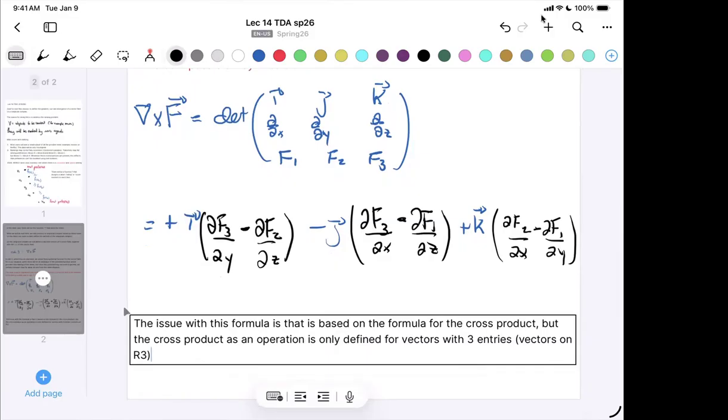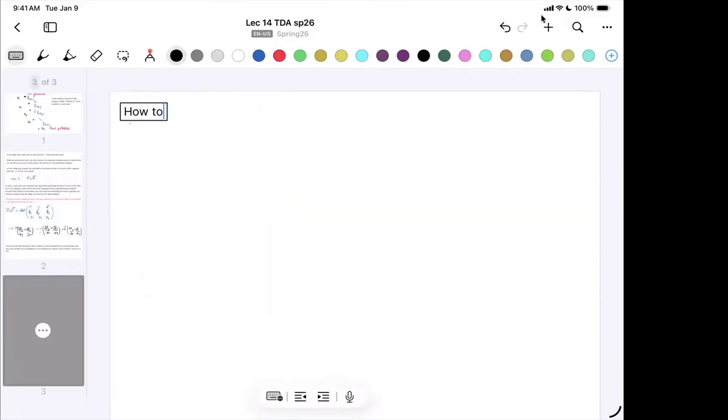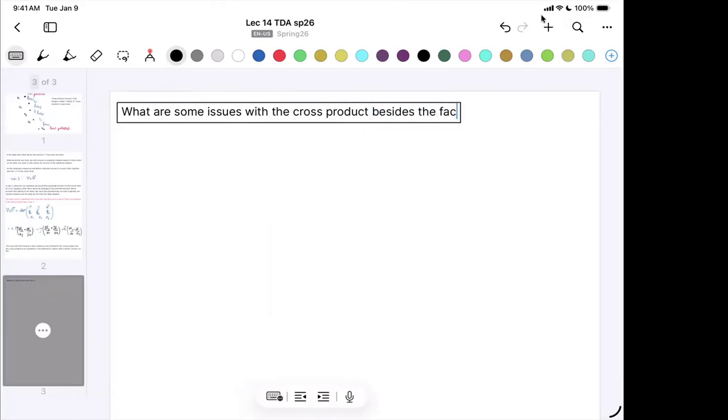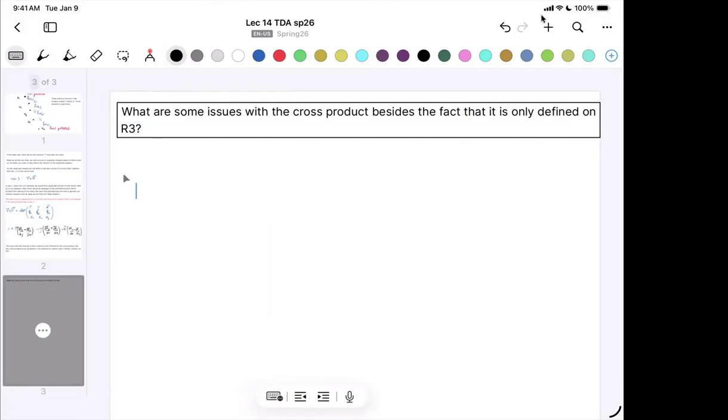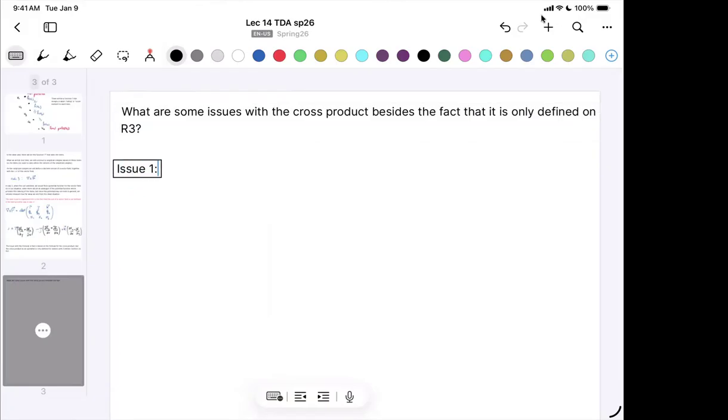So what I'll do is tell you what's an issue with the cross product and how to fix it. There's a way to fix all of this, which is called the wedge product between vectors. I'll tell you what it is in a moment. But before fixing it, what are some issues with the cross product? Well, besides the fact that it's only defined on R3, issue one is that it is not associative. So the cross product is not associative.